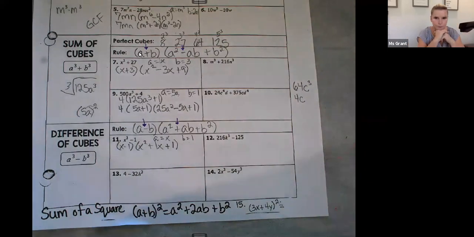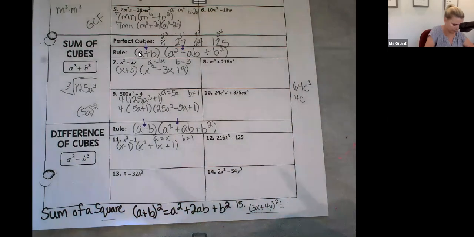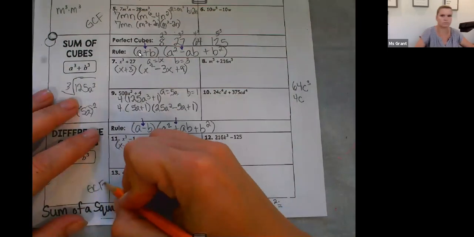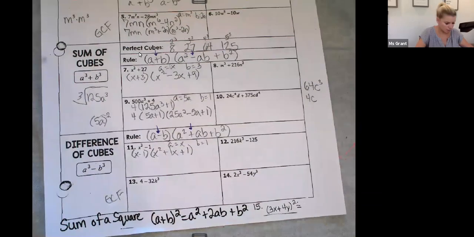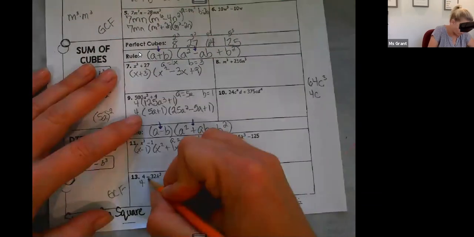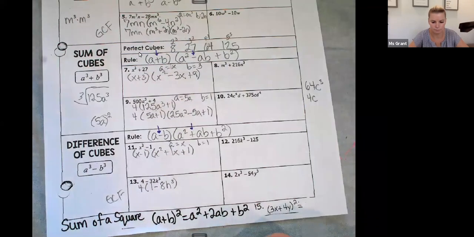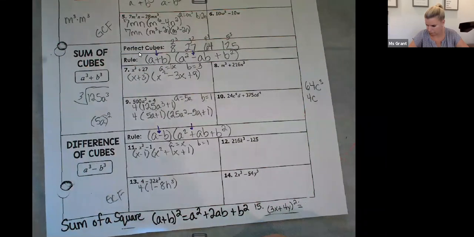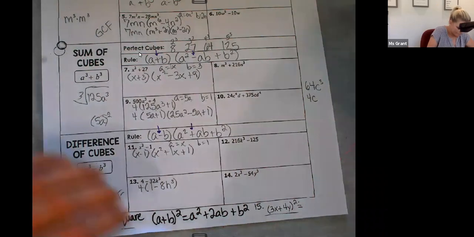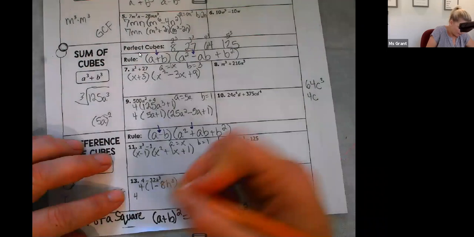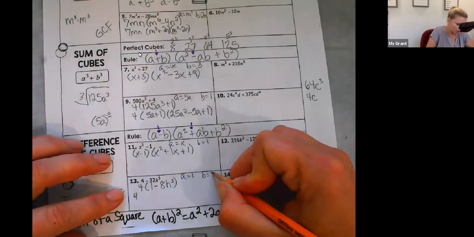Number 13. Is there a GCF on 13? Is there a number in common? 4 goes into 4, and 4 goes into 32. So 1 minus 8h to the third, and 8 is a perfect cube, 2 times 2 times 2. So here we go. The 4 stays out there. My a is 1. My b is 2h.